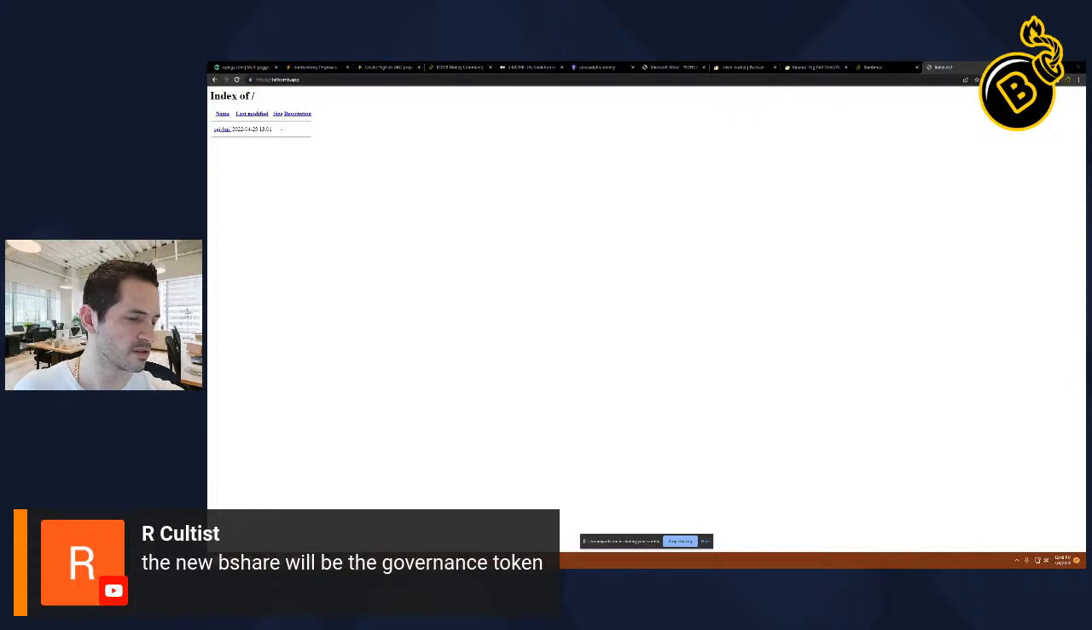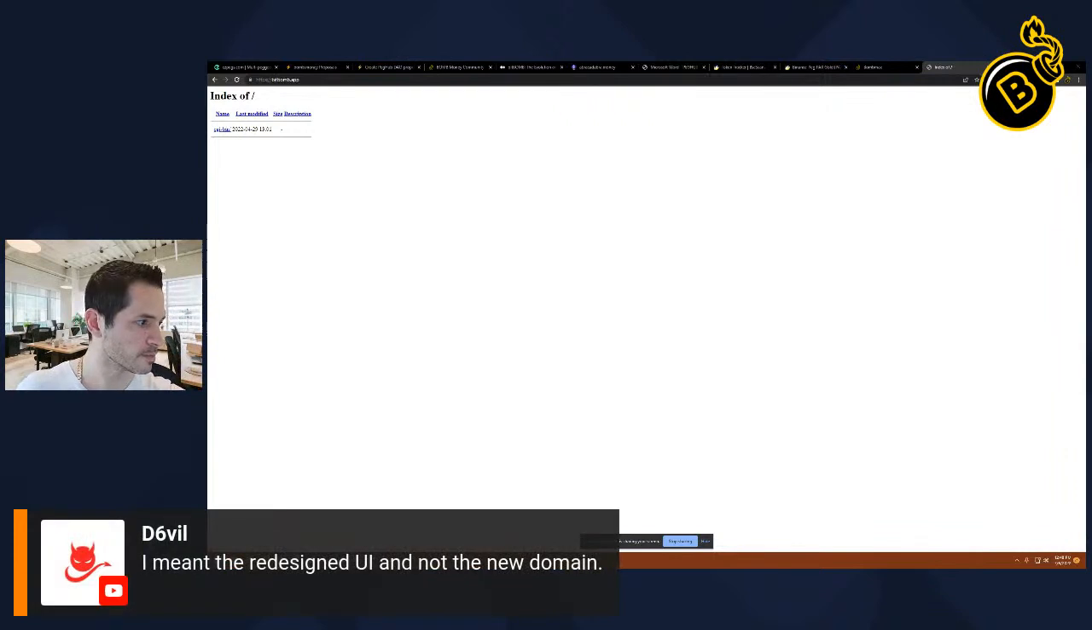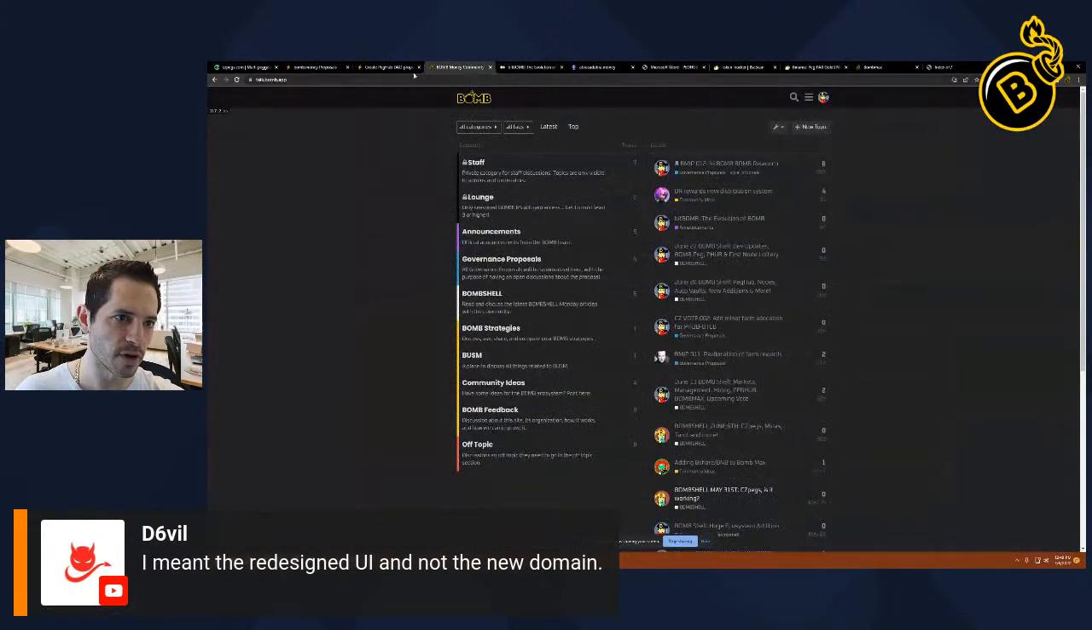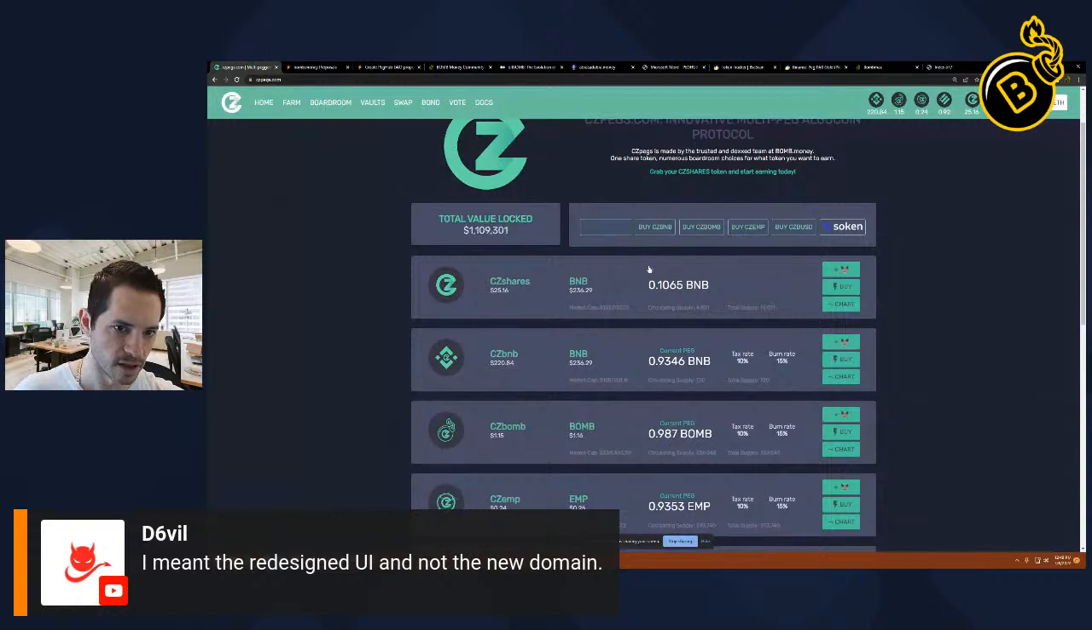Yep, that's the answer. The new share token will be the governance token. You meant the redesigned UI, not the new domain. Well, yeah, it has to be, right? If we can't launch a multi-peg protocol on our current BOMB site, it's going to be based on the CZ site with some improvements, and those improvements will trickle back to CZ as well automatically.